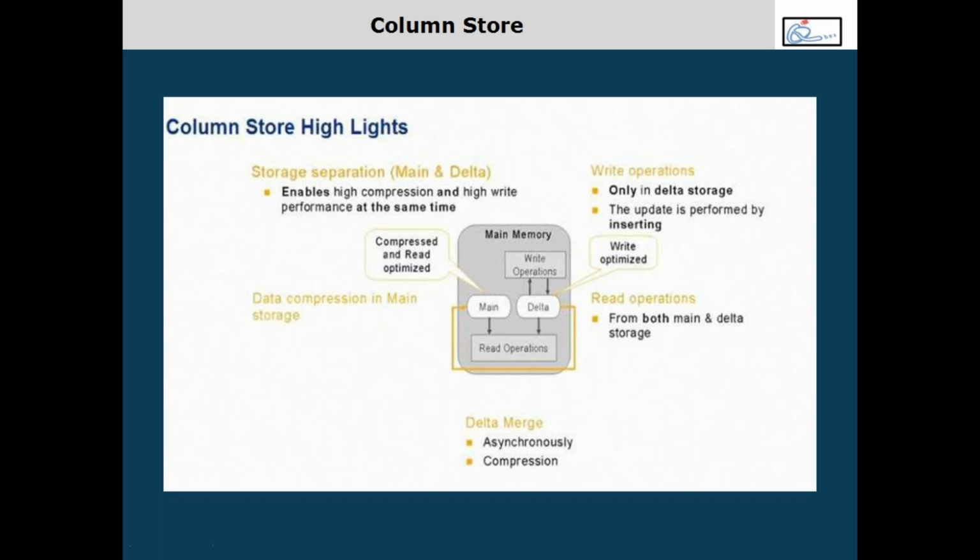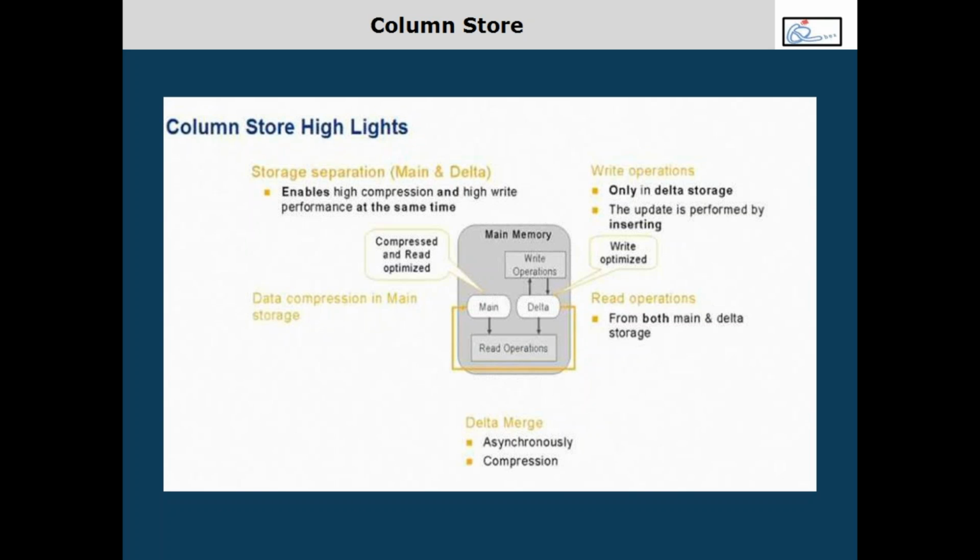Because every time you create a column store table, internally it creates two storages, or two tables, or two blocks, you can say. One is main and one is delta. The delta block is more optimized for write operations, more like a row store concept, optimized for writing. And every read operation is taken care of from main as well as delta both. It reads from both the tables.